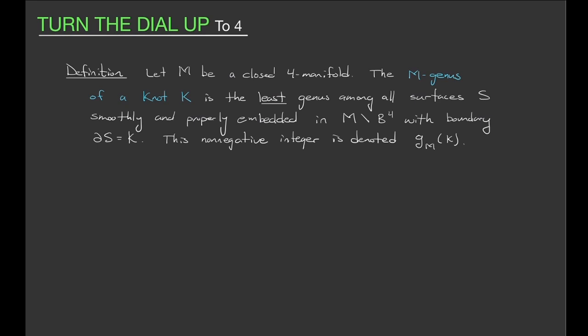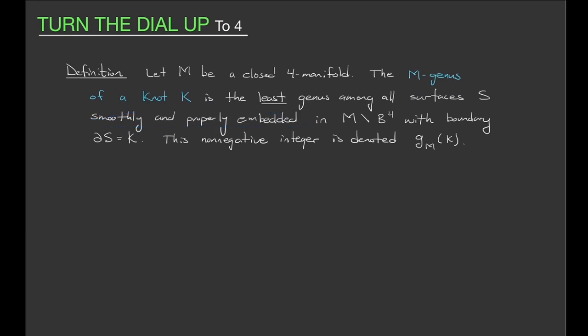Now let's say we have a closed 4-manifold. Closed just means it does not itself have boundary and it's compact. 4-manifold means at every point there's an open neighborhood around it that homeomorphically maps to R4, whatever R4 looks like. We'd say the M genus of a knot K is the least genus among all the surfaces that the knot bounds. Now, there's some criteria of being smoothly and properly embedded, and so on and so forth.